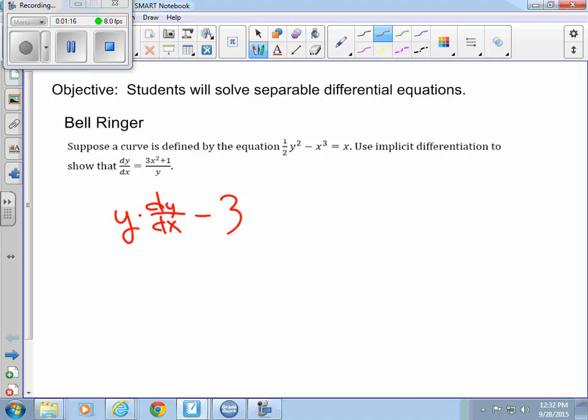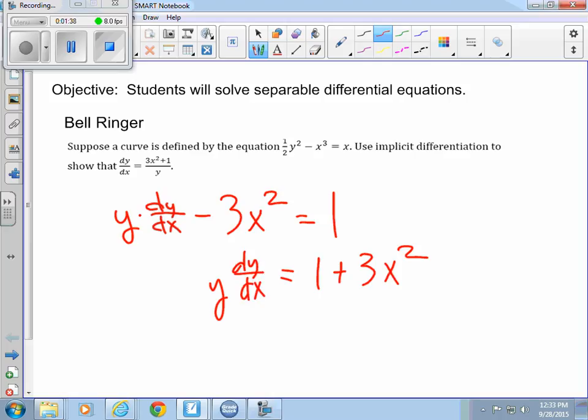Minus 3x squared. No need for a dx there because the derivative of x with respect to x is just 1. Equals 1. Get all the dy/dx's on one side. It's pretty easy to do on this one. And divide by y, so you get (9 plus 3x squared) over y.